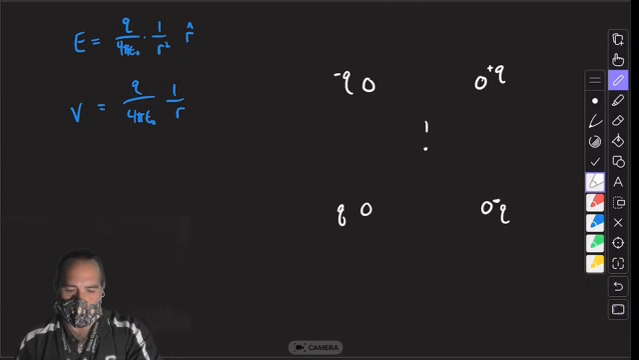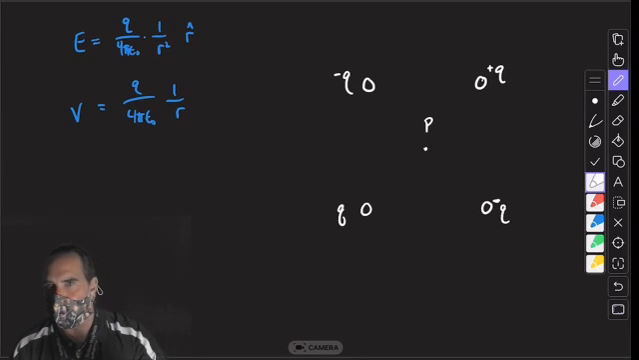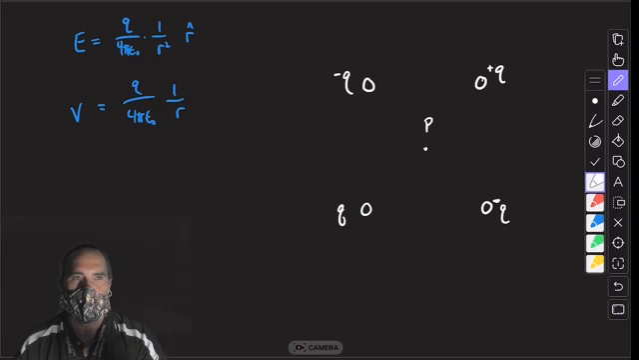Point P is at the center of this square, and this is a square. What's the electric field at point P? 0. What's the electric potential at point P? Also 0. Do you see why that has to be true?